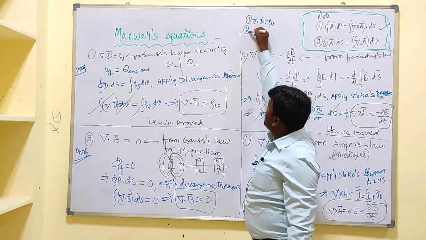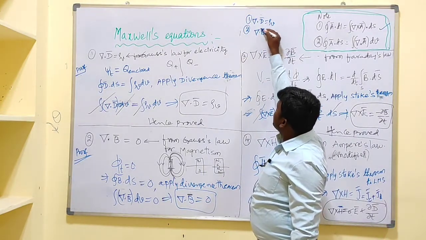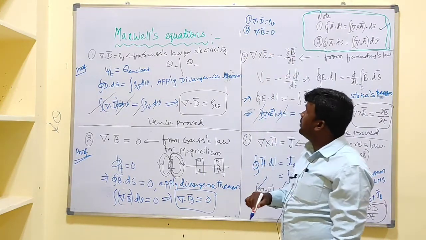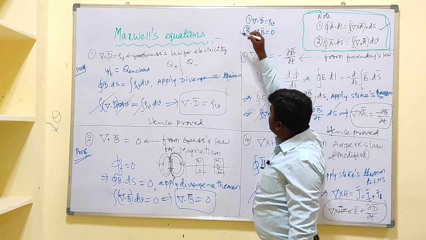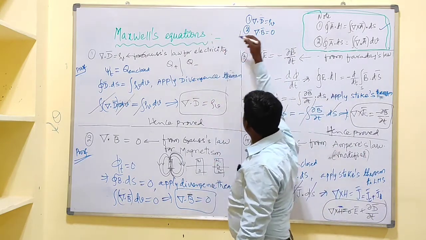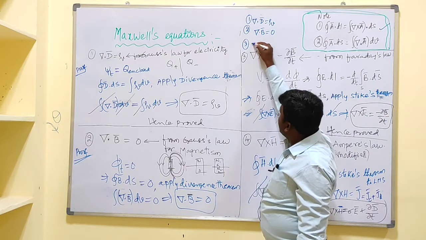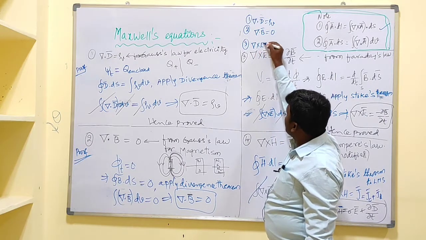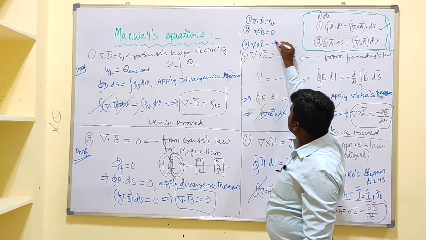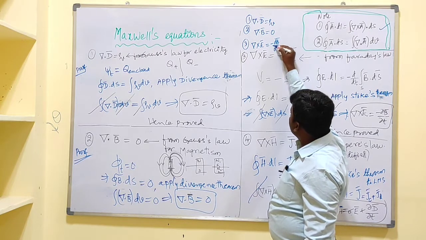Second equation is what? We derived that one as del dot B bar equal to 0. And third one is what? I will write that third one here. So that is third one. Del cross E is equal to minus dou B bar by dou T.